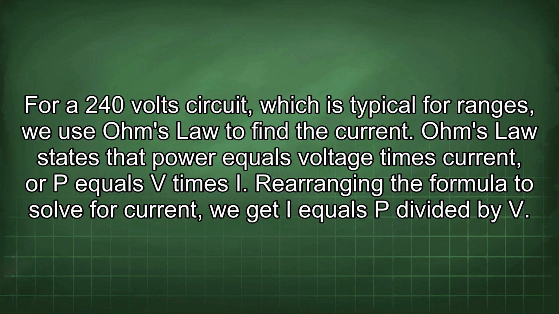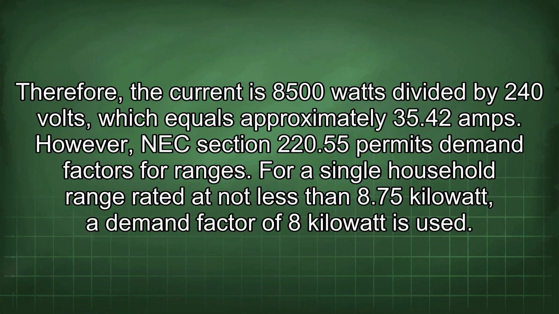For a 240 volt circuit, which is typical for ranges, we use Ohm's law to find the current. Ohm's law states that power equals voltage times current, or P equals V times I. Rearranging the formula to solve for current, we get I equals P divided by V. Therefore, the current is 8,500 watts divided by 240 volts, which equals approximately 35.42 amps.